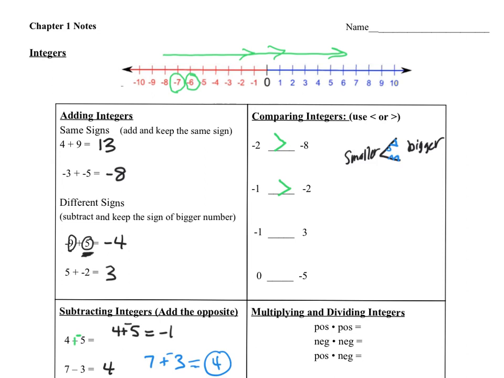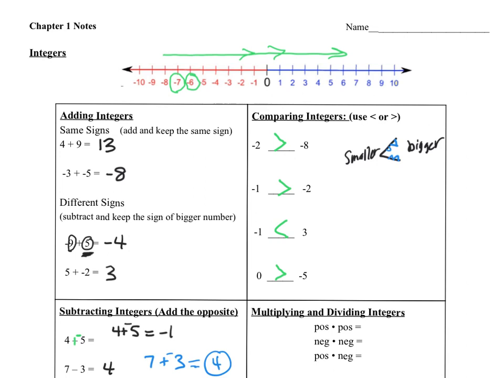Comparing a negative number and a positive number, like -1 and 3 above here, or on the notes, obviously a positive number is always going to be bigger than a negative. So the mouth would go towards the 3. And comparing 0 and -5, -5 is smaller than 0 because it's to the left of 0 on the number line.